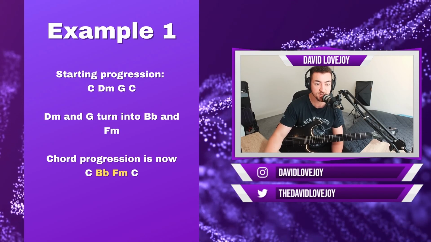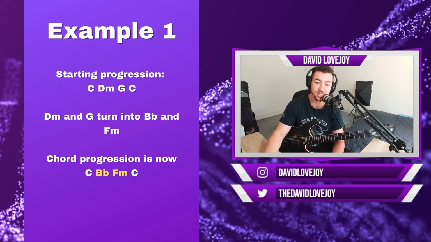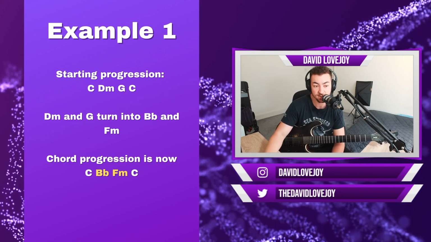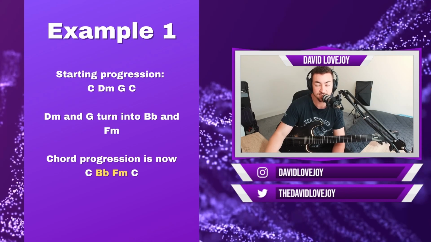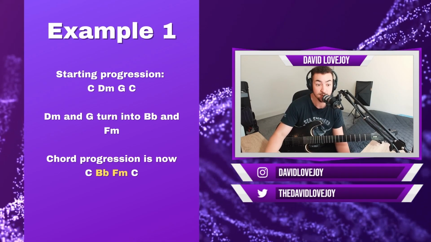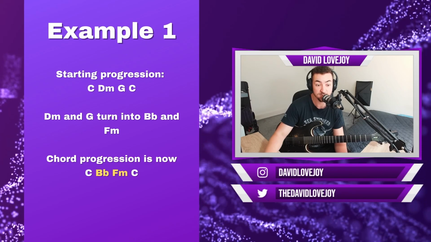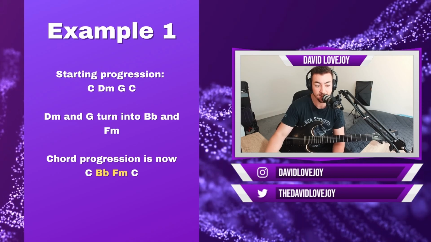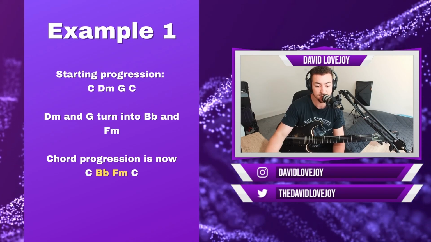Okay. So our starting chord progression is C, D minor, G, and C. And we're going to turn the D minor and G into their negative counterparts. And as we said earlier, D minor gets turned into a B flat chord and G gets turned into an F minor chord. So now the chord progression is C, B flat, F minor, and C. So let's take a listen to how that sounds with some tab as well.